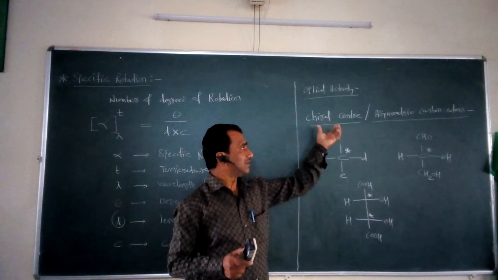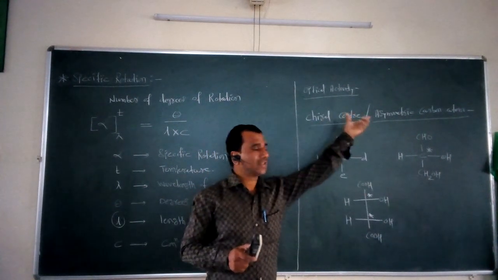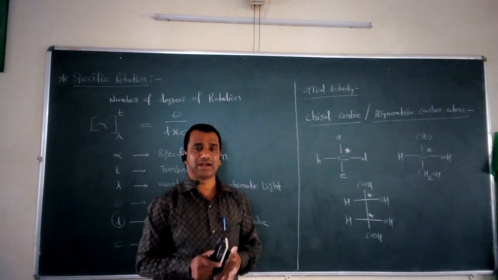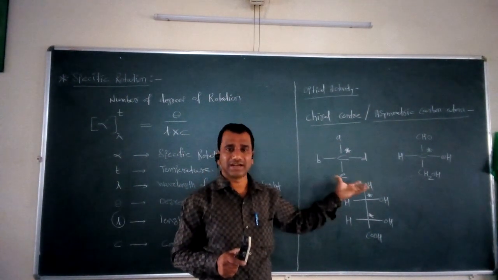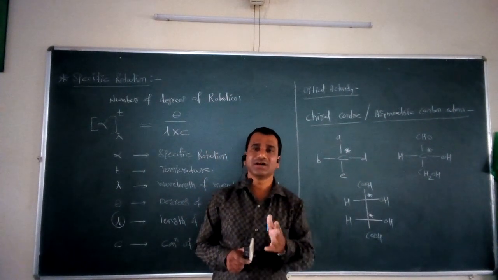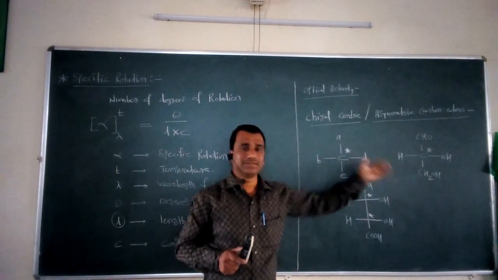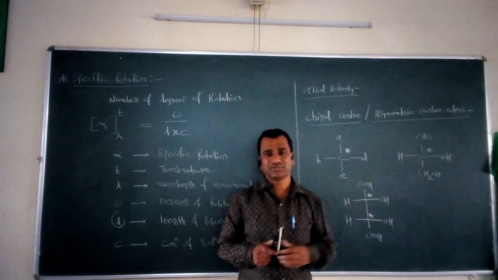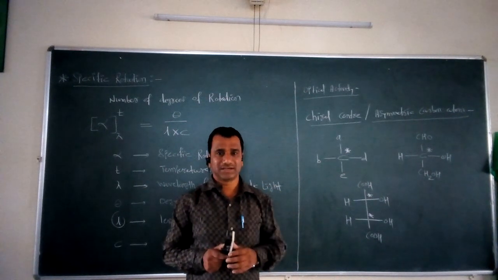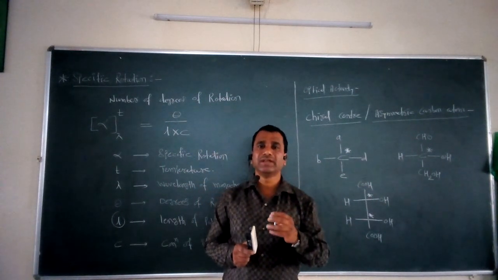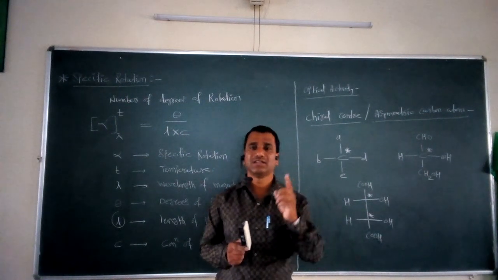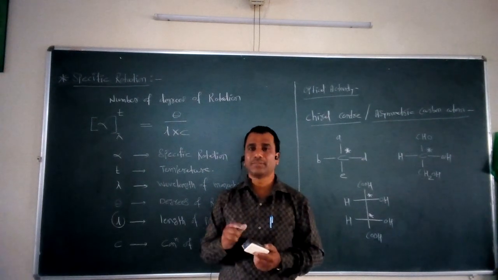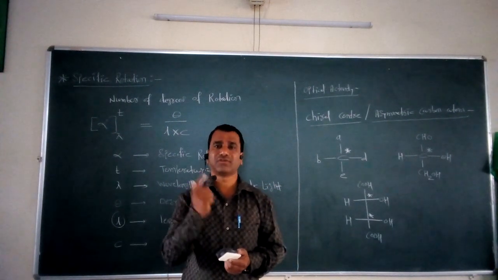After that, we studied an important concept, the chiral center or asymmetric carbon atom. That means a carbon atom that is attached to four different atoms or groups is called the chiral center or asymmetric carbon atom. For this purpose, we took the simple example of glyceraldehyde, in which this carbon is attached to four different atoms or groups, so it has a chiral center. For a molecule to be optically active, it must have at least one chiral or asymmetric carbon atom. This is a second important condition for optically active compounds, but it is not true for every compound.